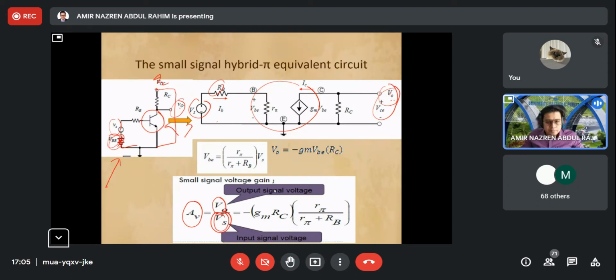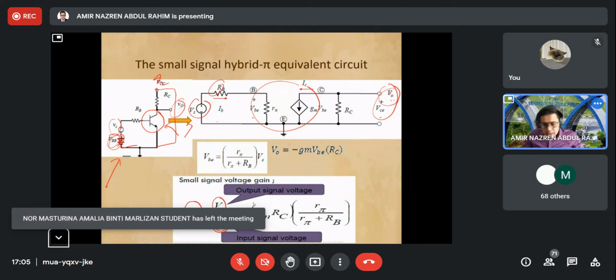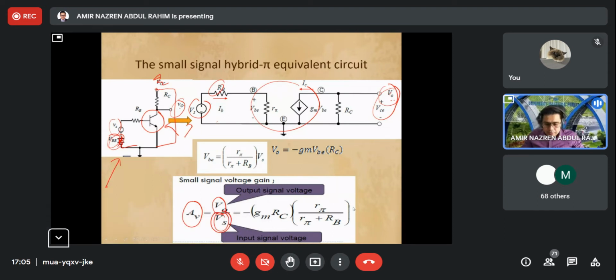So for an amplifier, the main factor that we want to look for is gain. How much the amplifier can gain up our output? To see the gain formula, we need to divide our output by input. In the previous lecture we already derived this. If you do not understand, you can ask me. If you know how to derive it, it's good because we can proceed to the next slide. All right, can we proceed?